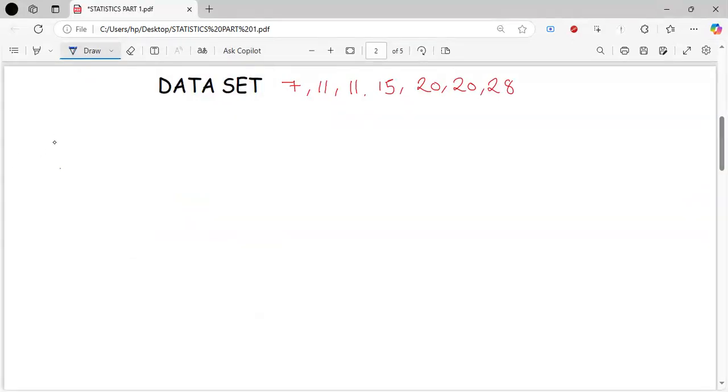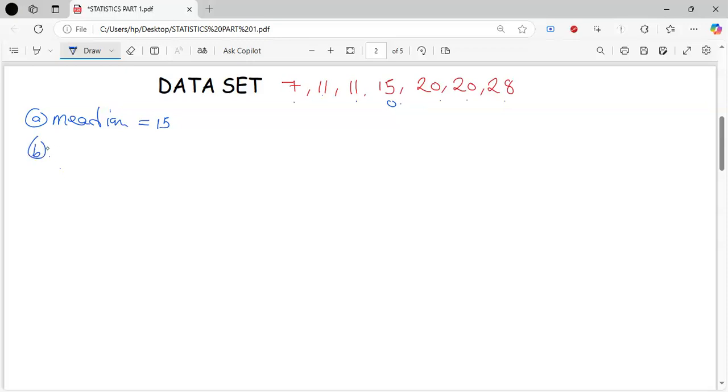The first thing I'm going to find is the median. The median is just the number in the middle. The set of numbers can be odd or even. Let's count: 1, 2, 3, 4, 5, 6, 7. This is odd, so we go to the middle. We have 15 there, so our median is 15.